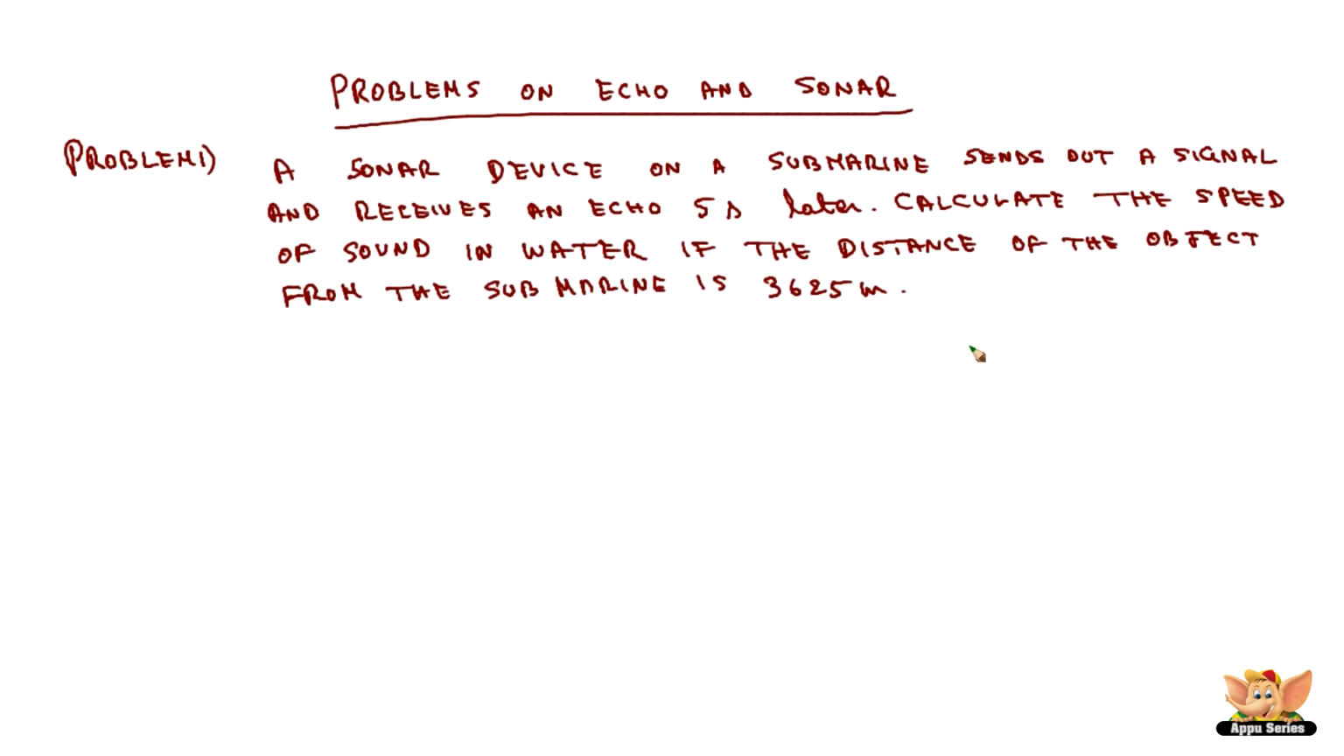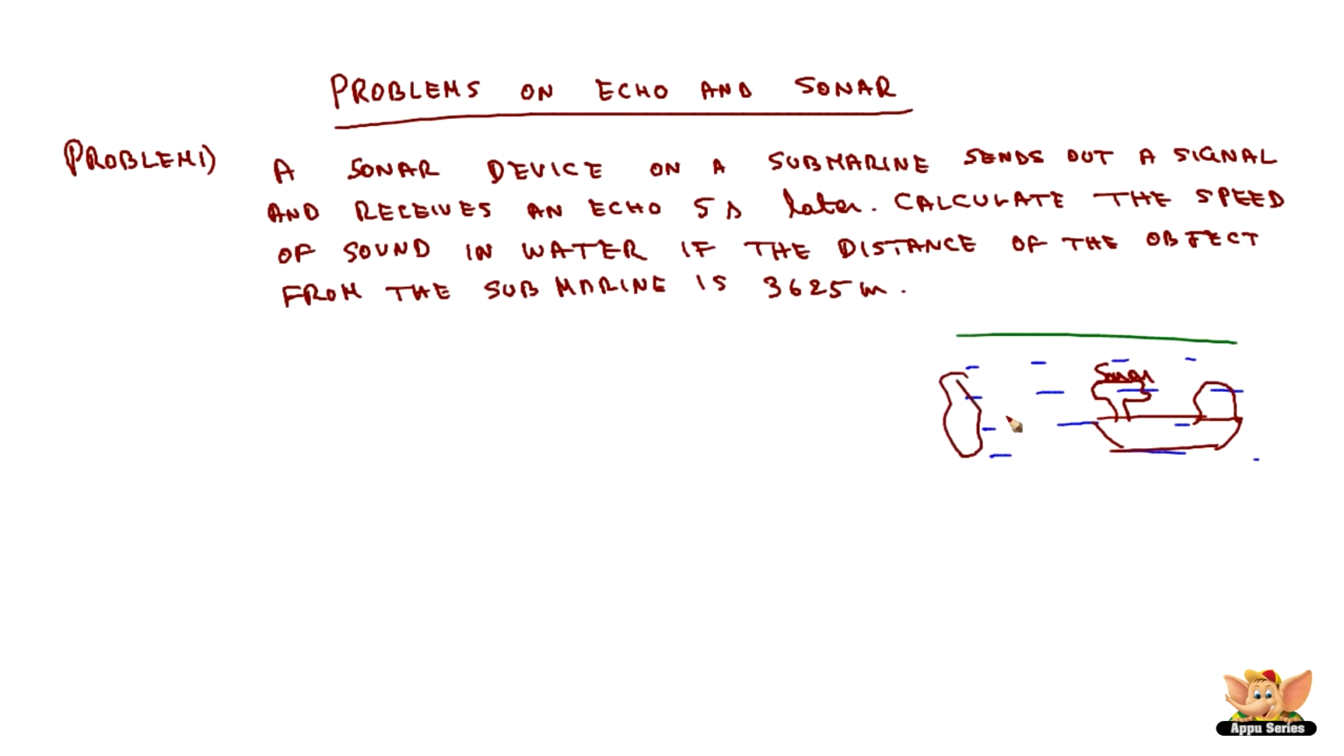So let's see what's happening. There is a water body in which the submarine is inside the water body. Let us say this is a submarine and the sonar is on the submarine. Now there is an object here. We need to find the distance between this object and the submarine. How can we find it? We can find it with the help of sonar.